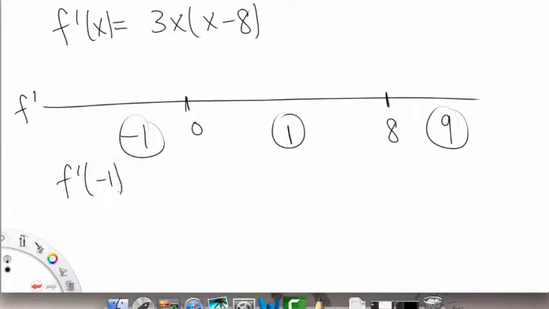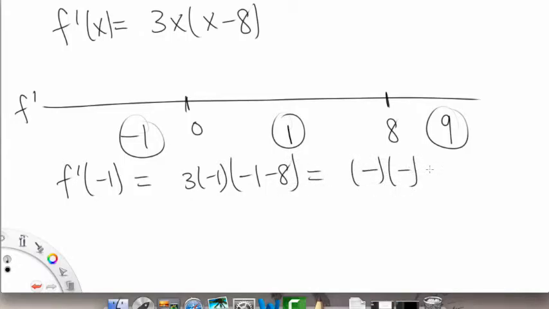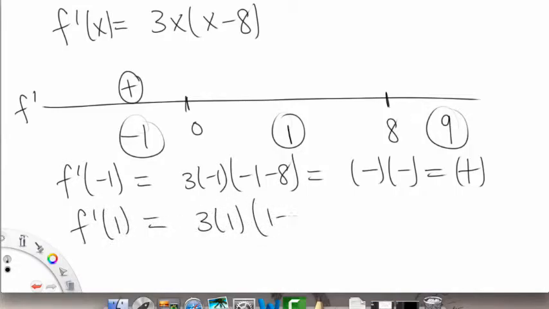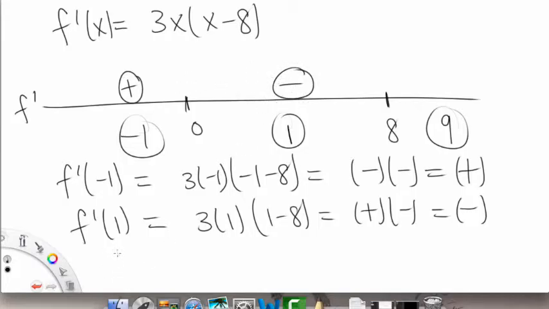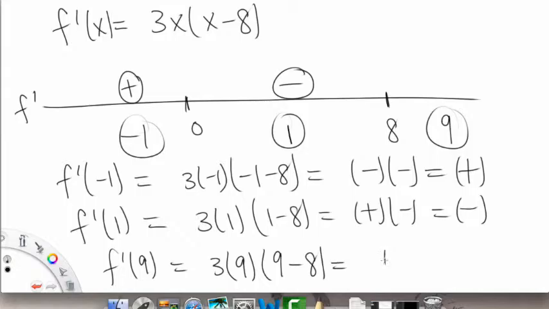So f prime of -1 is going to equal 3 times -1, and then we have -1 minus 8. This is going to be a negative value on the outside and a negative value on the inside, so that turns out to be a positive number. So we have a positive number over that -1. Then let's plug in a positive 1. We have 3 times 1 times 1 minus 8. This is a positive times a negative, which is a negative. So we do see a sign change. And if we plug in a 9, we get 3 times 9 times 9 minus 8, which is a 1. So this also turns out to be a positive number. So we're back in the positives.